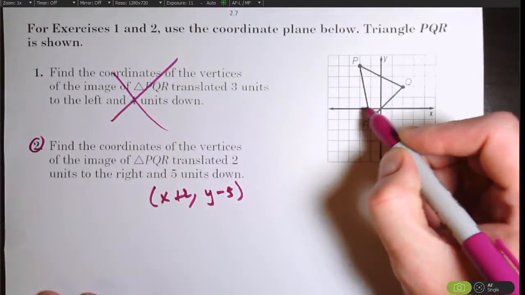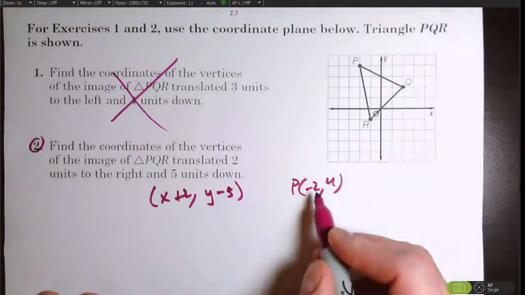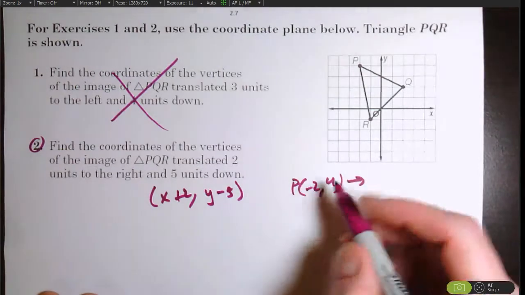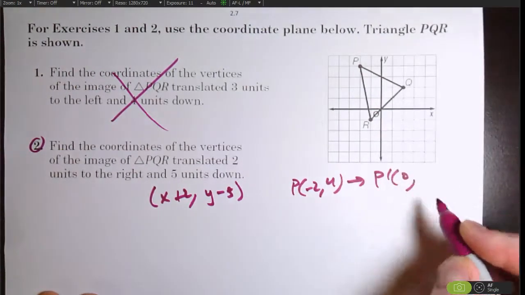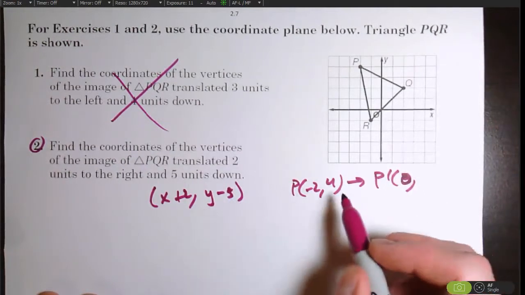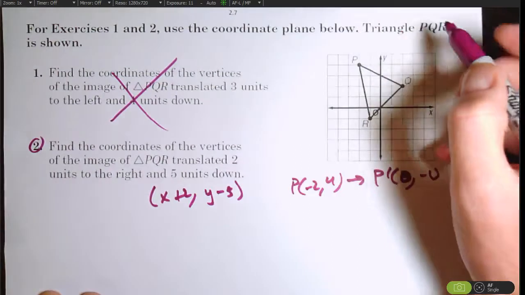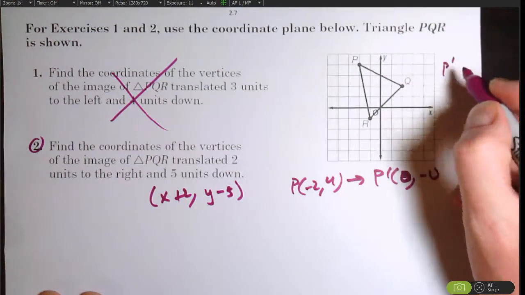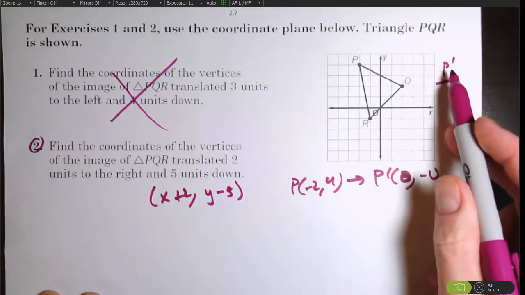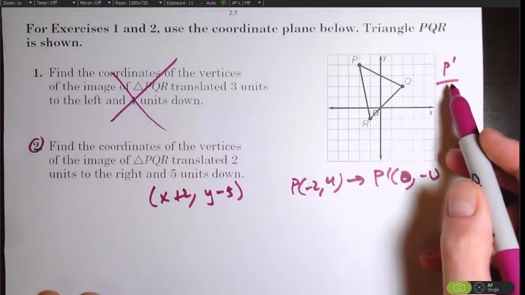So P is at -2, 4. Add 2 to -2. Well, 2 plus -2 is 0. And then y minus 5: 4 minus 5 is -1. And this little prime business here, it's P prime. That means the one that's been moved. So this is original P, here's P prime, so it's been translated.